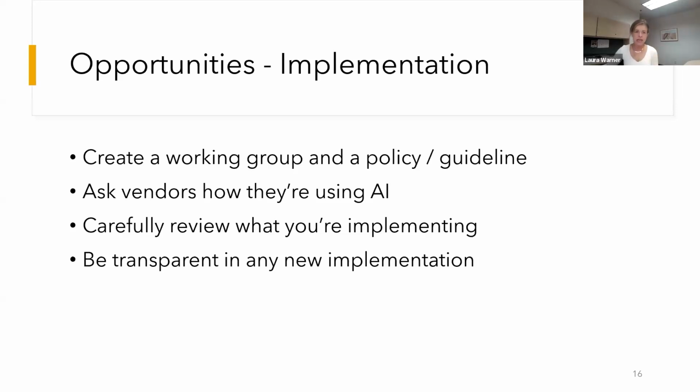Implementation, I suggest creating a working group to develop a policy or guideline at your workplace if you don't have one already. I would ask your vendors how they're using AI and where the data is. That's very important, and they need to be transparent about it as well. Carefully review anything you are implementing and be transparent about implementation. If you're starting to implement AI in a way, you do need to tell your colleagues, your staff, your clients about it.